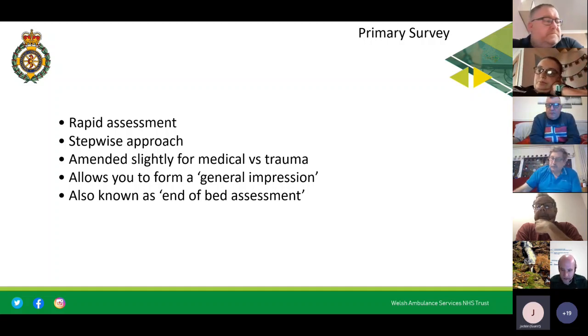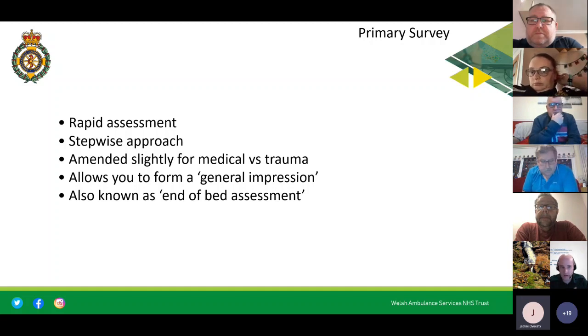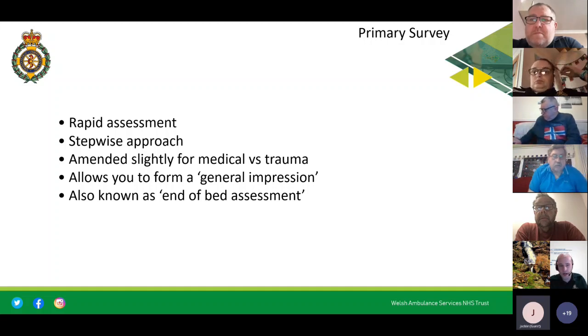What we know about the primary survey is it is a rapid assessment. In adult patients, we're looking for the most critical condition that is going to kill the person soonest. So catastrophic haemorrhage, we're going to fix. Airway problems, we're going to fix before going on. So it's that stepwise approach, and none of this changes for a child. It's slightly amended for medical versus trauma, because hopefully you won't come across a child with a catastrophic haemorrhage. That's really unlikely, but it is possible. It allows you to form a general impression.